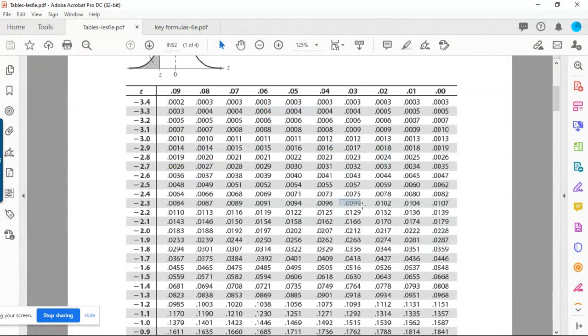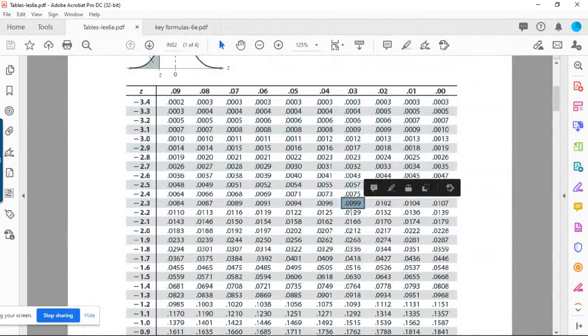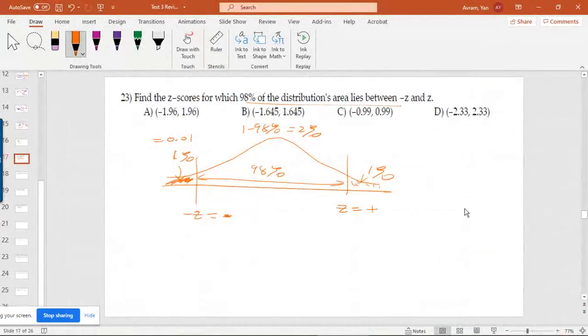Okay, and then we're gonna look at this one right here. We don't have an exact number of 0.01. We're gonna look at these two numbers to see which one is closer to 0.01. The answer will be this one right here. This one is closer. So this one is negative 2.33. And that is this one right here, negative 2.33. This one will be positive 2.33. So that will be this answer in here.